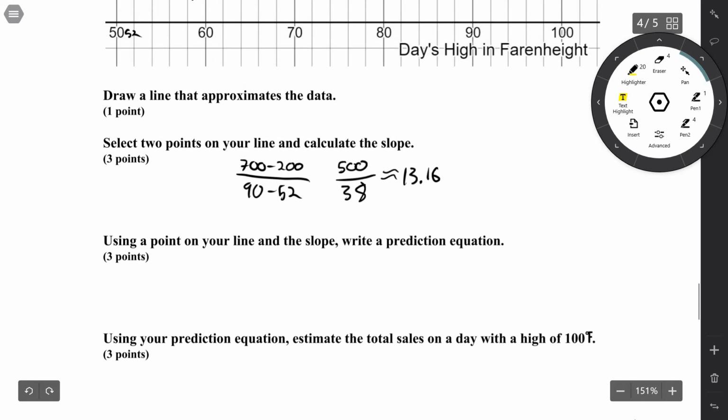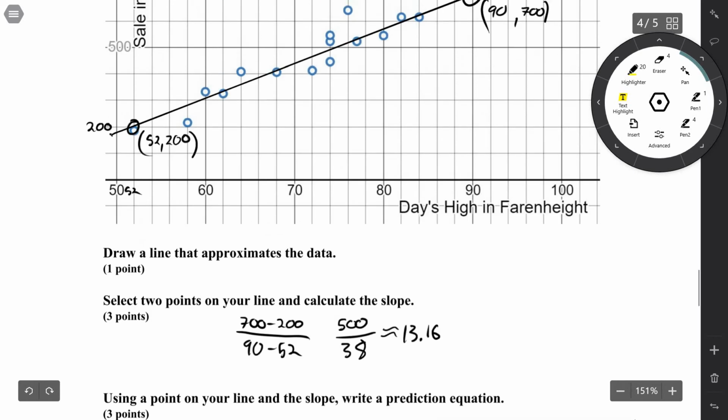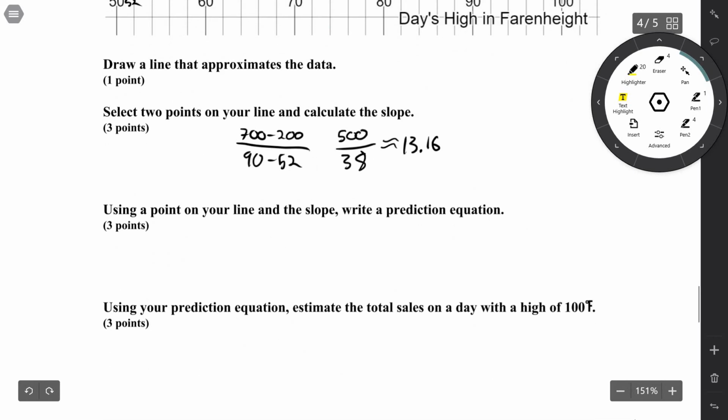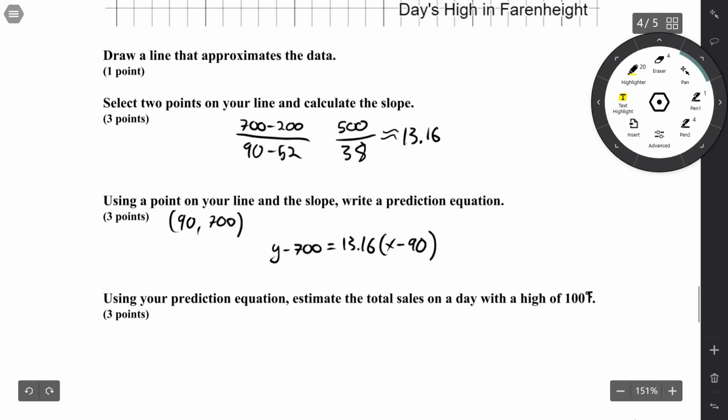Using a point on your line and the slope, write a prediction equation. I'm going to use my 90, 700 just because they're nice rounder numbers. So I'm going to write that out now. 90, 700. Yep, 700. And write out the prediction equation. I will plug in y minus y1 of 700 equals 13.16 times x minus 90. That's all I'm looking for there.